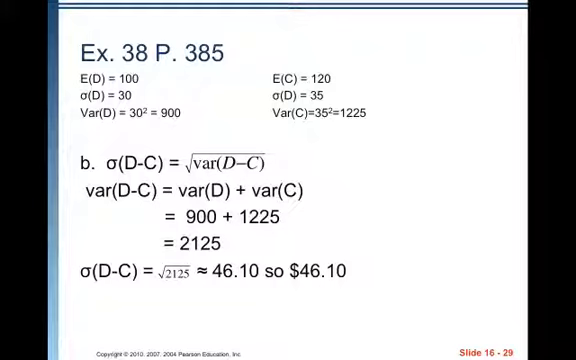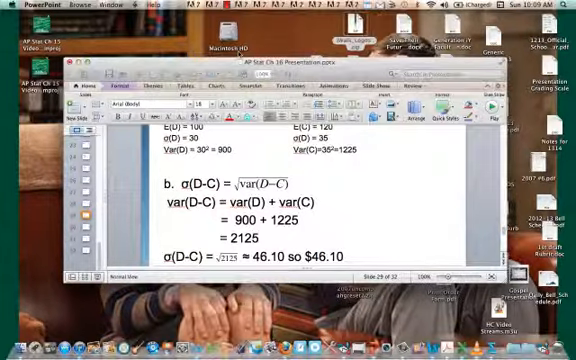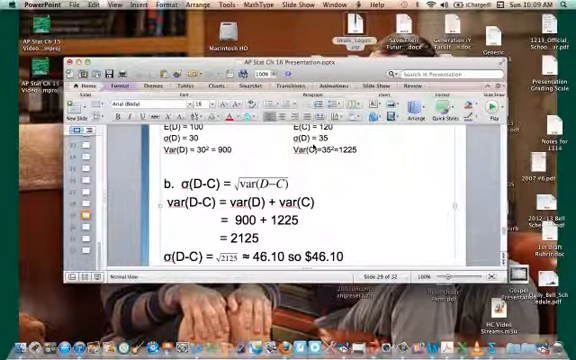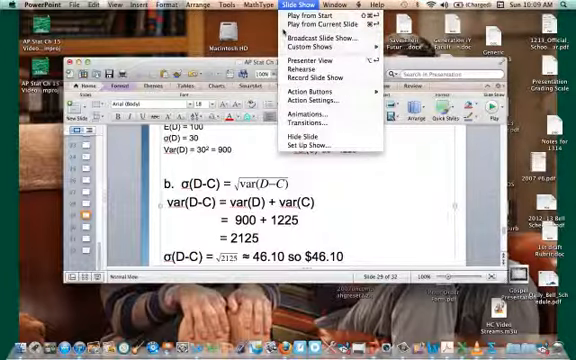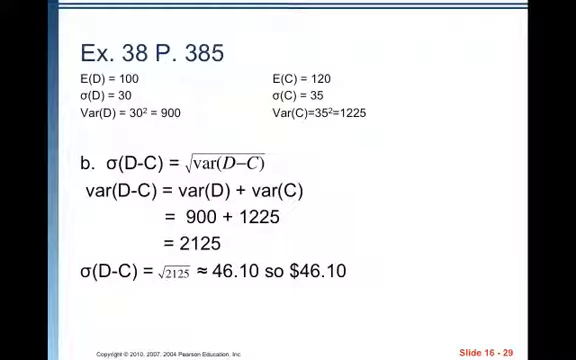Okay. For part B, we're asked for the standard deviation of that difference. Well, no matter whether you're adding or subtracting, you add your variances in order to find the standard deviation. So this sigma of D minus C is the square root of the variance of D minus C. The variance of D minus C is the variance of D plus the variance of C. So that's 900 plus 1,225 is 2,125. So then we take the square root to get the standard deviation, and so it's $46.10.